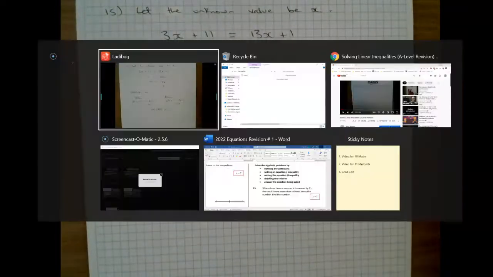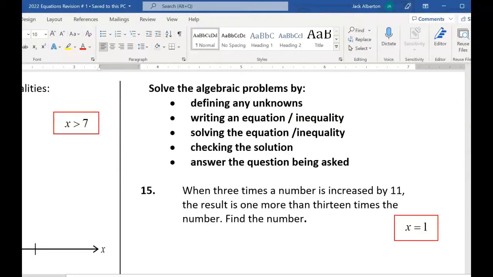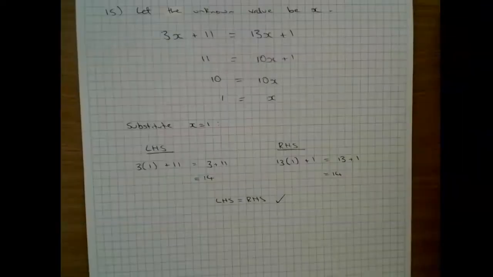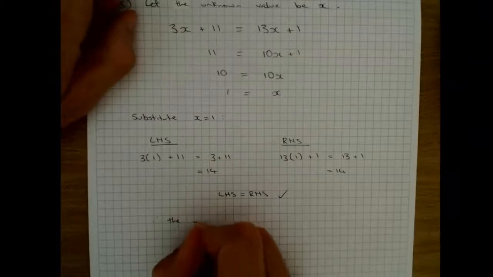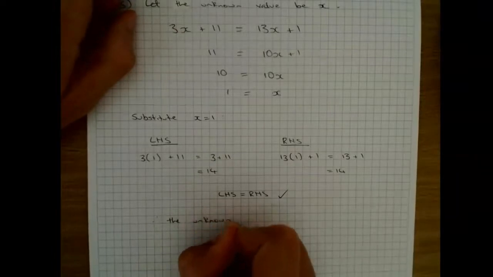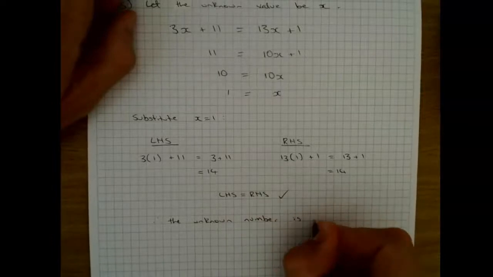And the final part of our process was that we needed to answer the question being asked. So find the number. So therefore, the unknown number is 1.